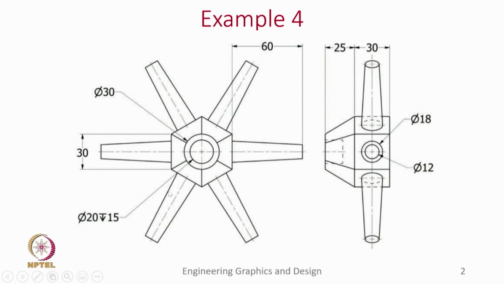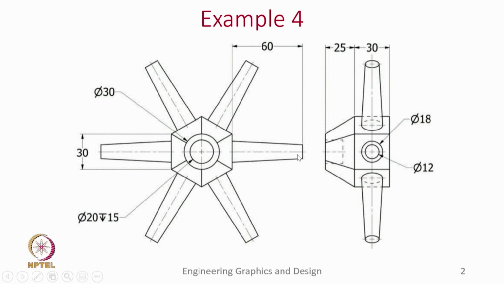In addition to this, we have these 6 wings. I call them wings, but essentially the cross section of this is changing from a larger circle to a smaller circle. The dimensions are given here. The diameter of the larger cross section is 18 and the diameter of the smaller cross section is 12. So, as it moves out from the center of the object, the cross section decreases from diameter 18 to diameter 12, and the total length of it is 60.